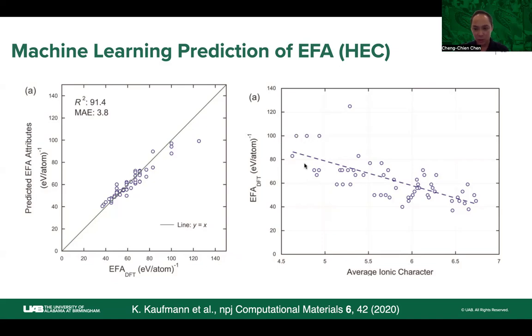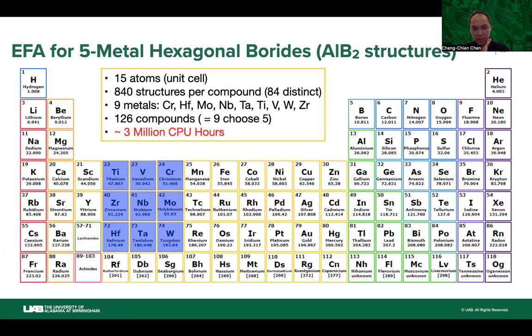There's also another question: do these results apply only to the high-entropy carbides? Therefore, we then tried to test the results by focusing on 5-metal hexagonal high-entropy borides with the AlB2 crystal structure. In particular, we focus on 9 group 4 to group 9 transition metal elements. To be compatible with the stoichiometry, we need to consider a minimum of 15-atom POCC structures, and in the end there are 84 distinct structures.